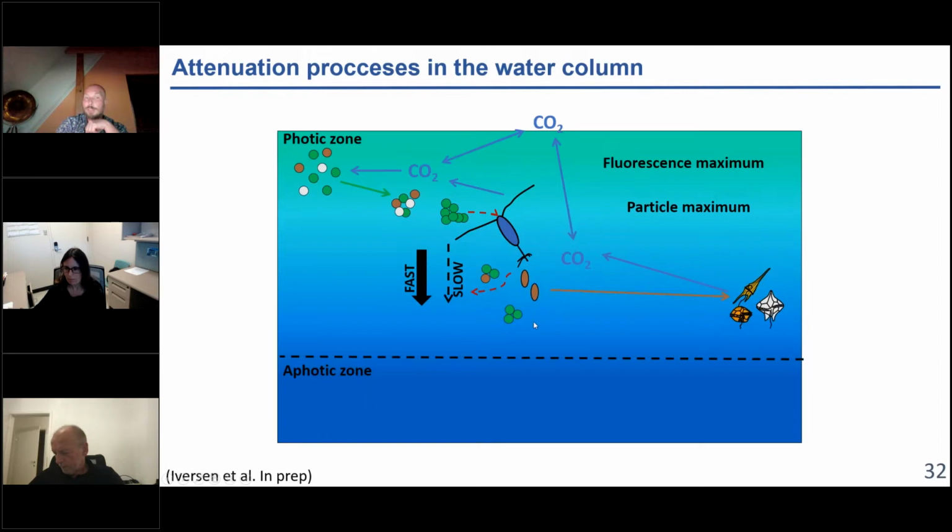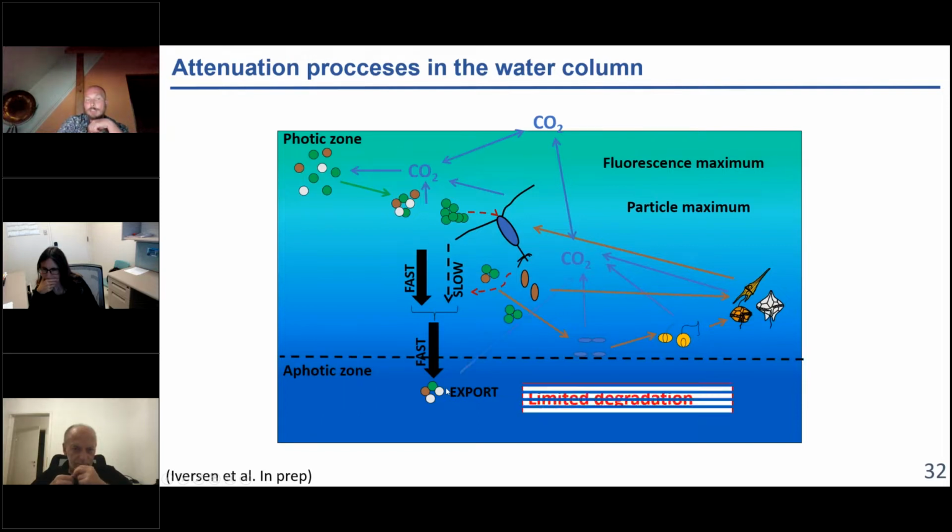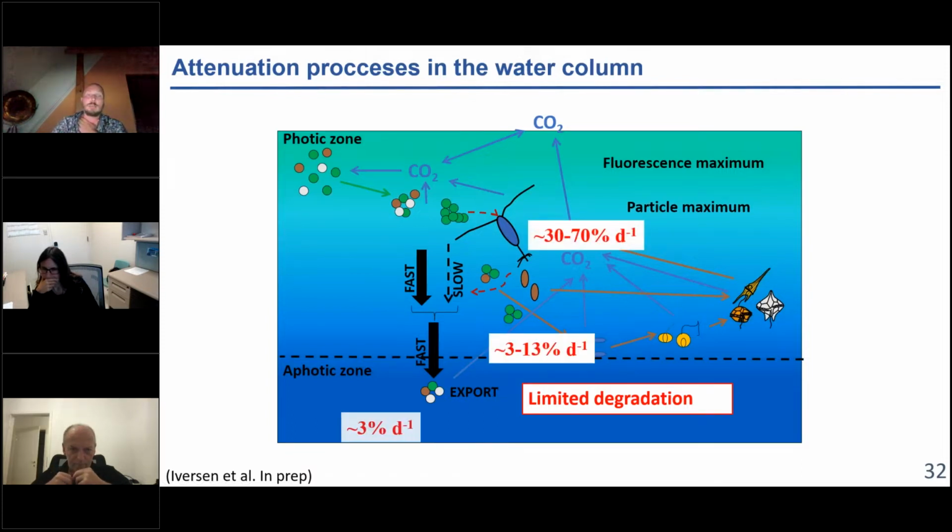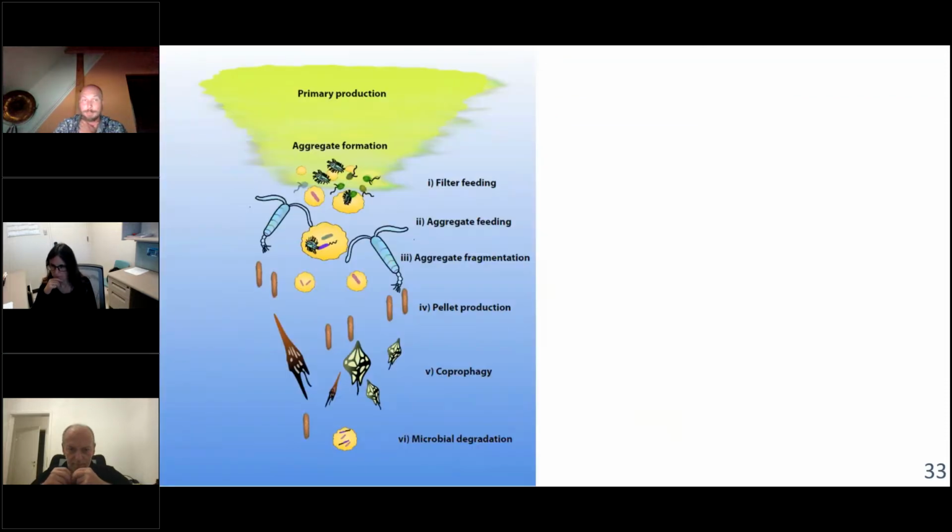They also produce fecal pellets, which can sink fast, which can then be fed on by microbes, either directly by flagellates or the whole microbial community. And it's mainly the fast settling aggregates that actually make it out of the surface ocean. Here we have limited degradation, possibly due to temperature. And if we put some numbers on, we have 30 to 70% of the attenuation due to zooplankton, 3 to 13% due to microbes, and in the deep ocean it's around 3% microbial carbon-specific degradation.